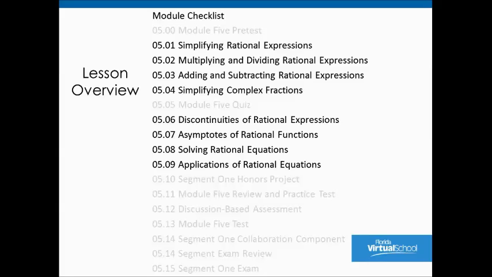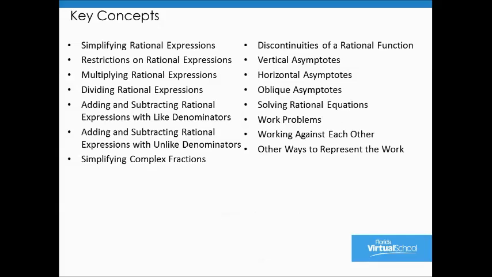The students learn these 8 lessons, 501 through 504, and then 506 through 509. The key concepts in this module: they solve rational equations, vertical asymptotes, horizontal asymptotes, oblique asymptotes, adding and subtracting rational expressions with like denominators and with unlike denominators.